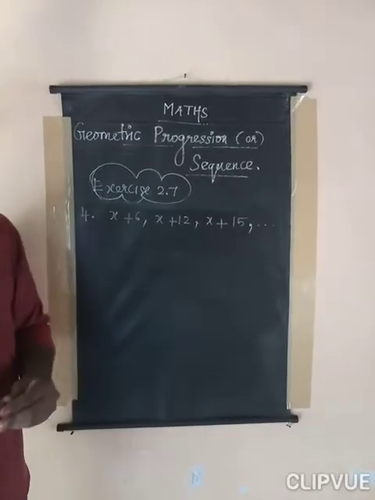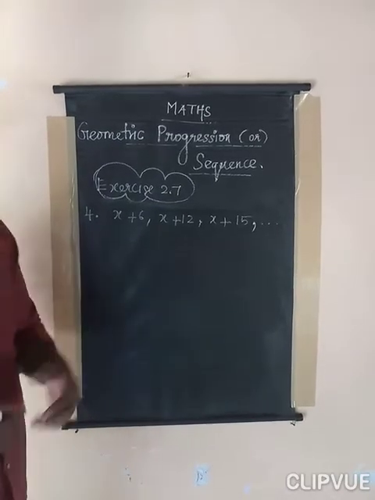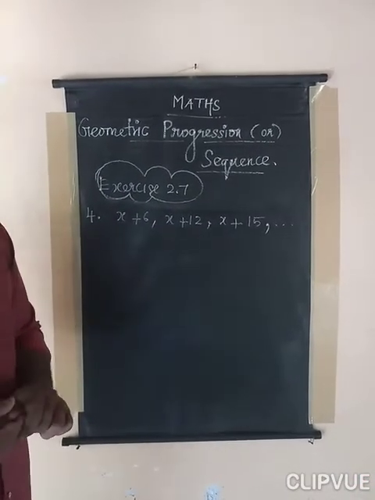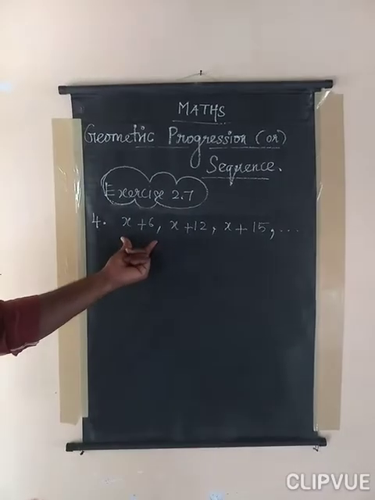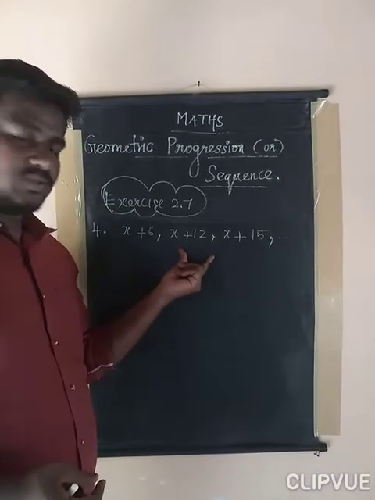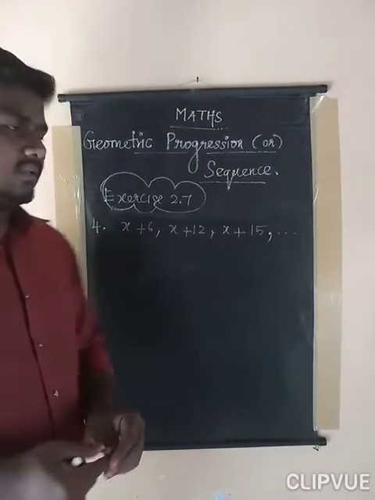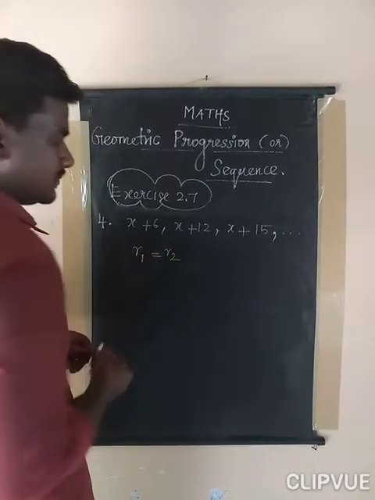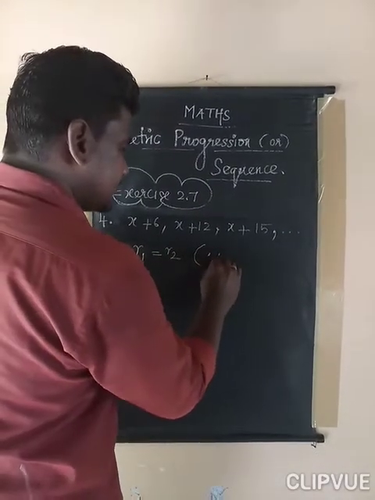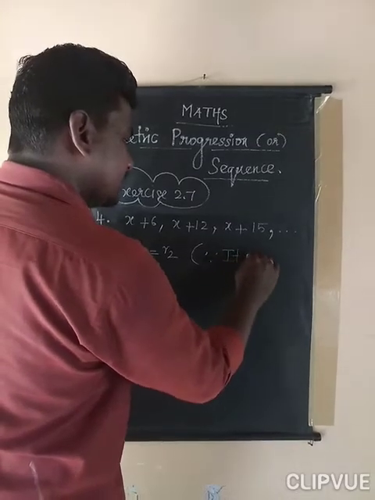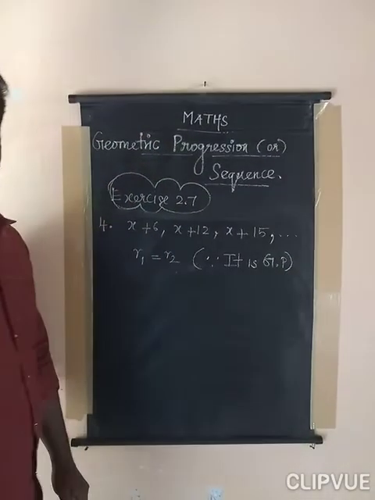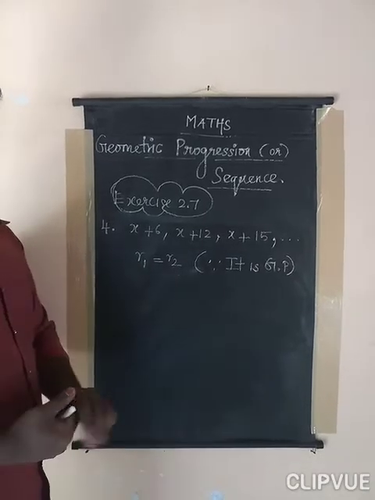Exercise number 2.7, question number 4. Here we are going to find the unknown value x. The sequence is GP, they said clearly. The first term of the GP is x plus 6, second term x plus 12 and third term x plus 15. We know that R1 is equal to R2 since it is GP.